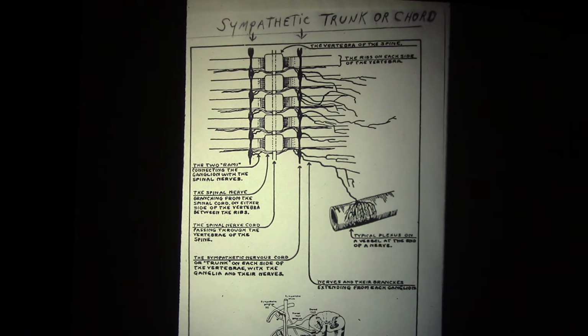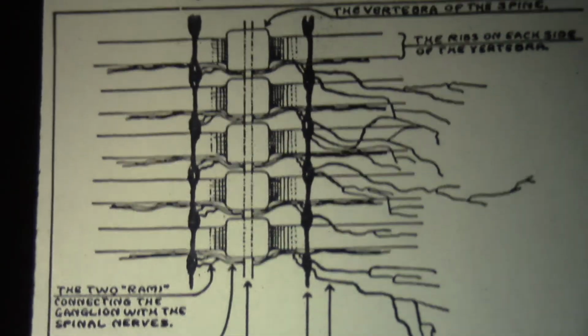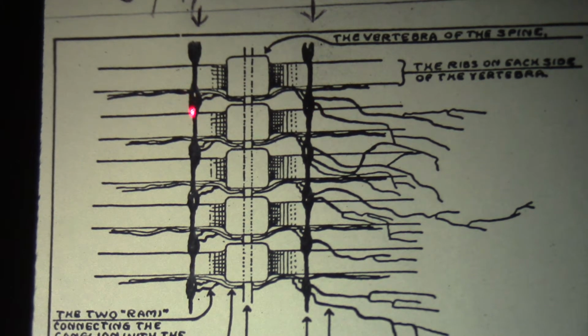Each sympathetic trunk consists of a heavy cord of many nerves with ganglia, these little knobs. I might have to zoom in. With ganglia, I guess that's how they pronounce it. All right, show that example again. Opposite nearly every rib.